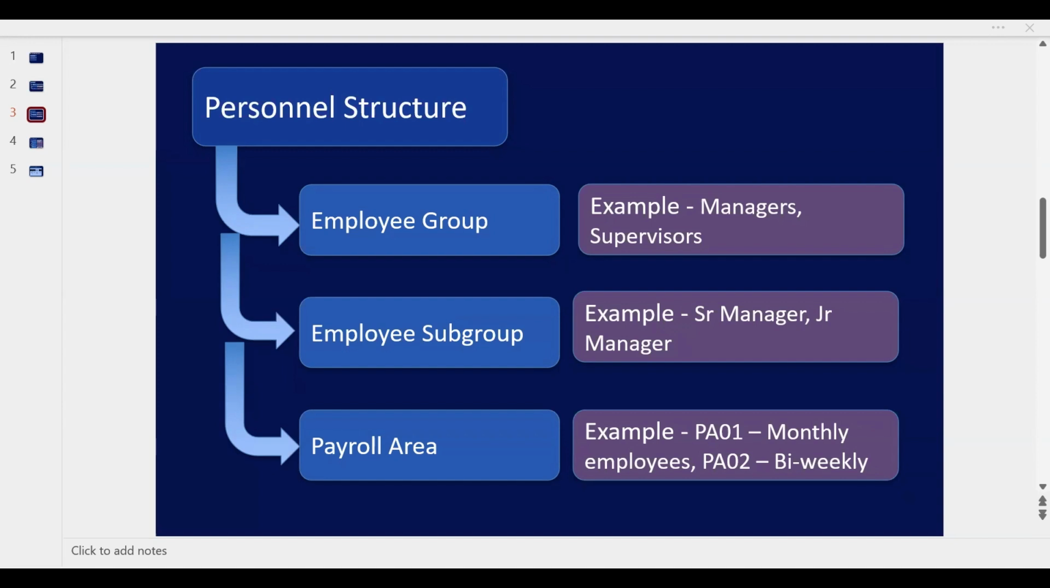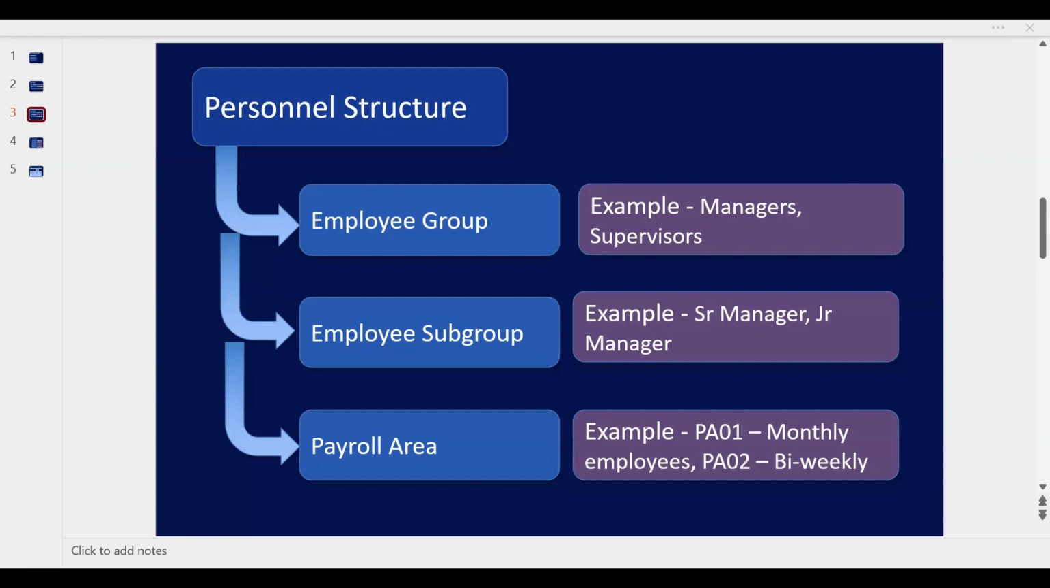The second core HR structure is personal structure. The personal structure explains how the employee information entered into organization. It includes 3 key elements. Employee group. This is the broad classification of employees based on similar characteristics. Examples are managers and supervisors. Employee subgroup. This is the deeper classification used for payroll and benefits. Senior manager and junior managers are a few examples.